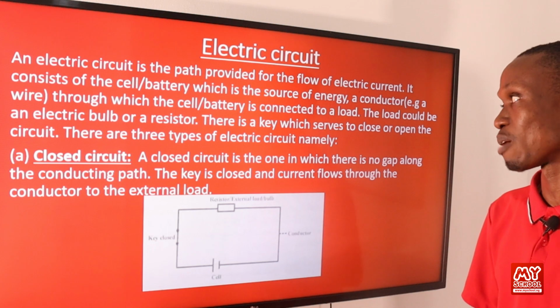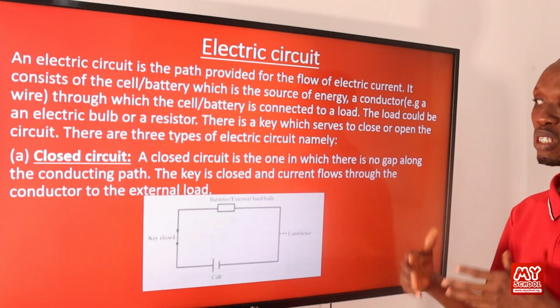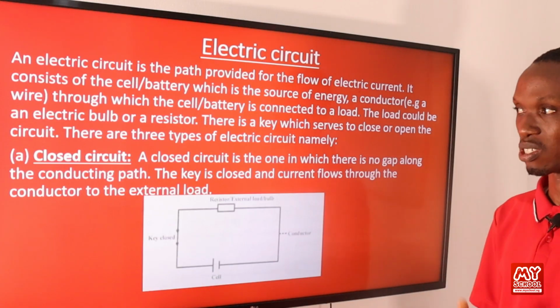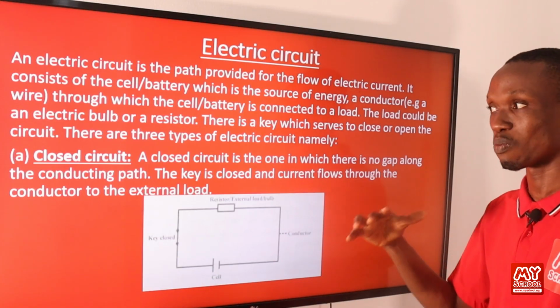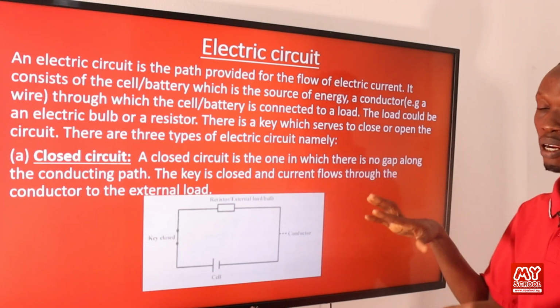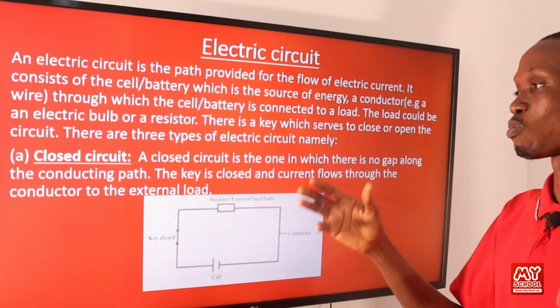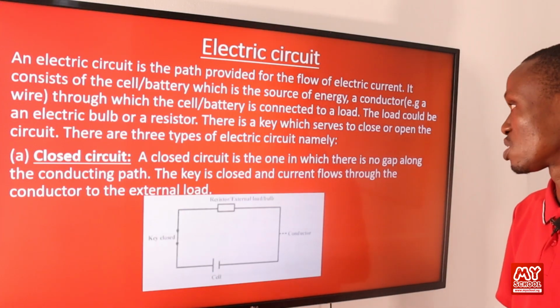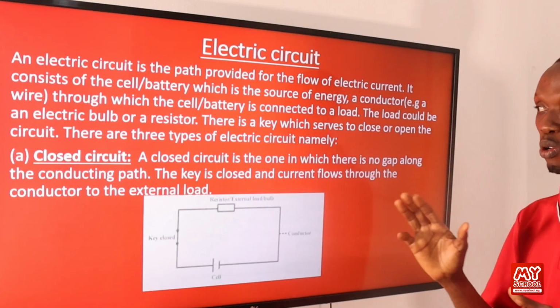Now there are 3 types of electric circuit, namely the closed circuit, the open circuit, and the short circuit. Each of these circuits, we are going to be explaining one after the other, with a diagram to show them. So let's begin with the closed circuit.